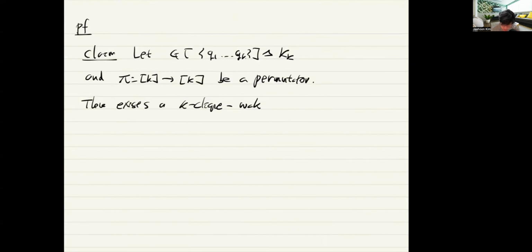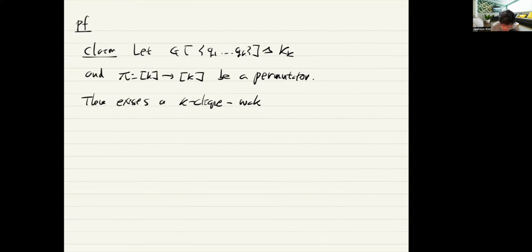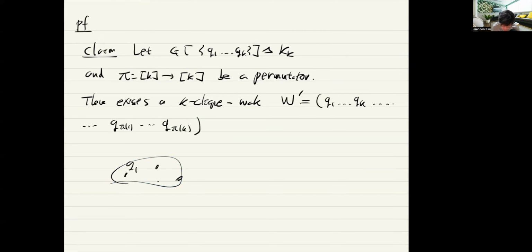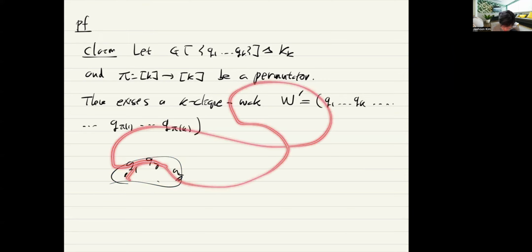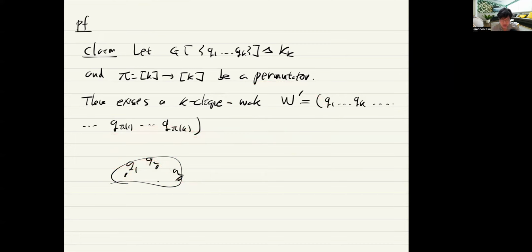Okay, so now we want to find the k-clique walk, say W prime, which starts with Q1 to Qk and which ends with Q_pi(1) to Q_pi(k). So it starts Q1, Q2, Q3, and then in your walk, somehow you come back to it with a different order of the vertices.